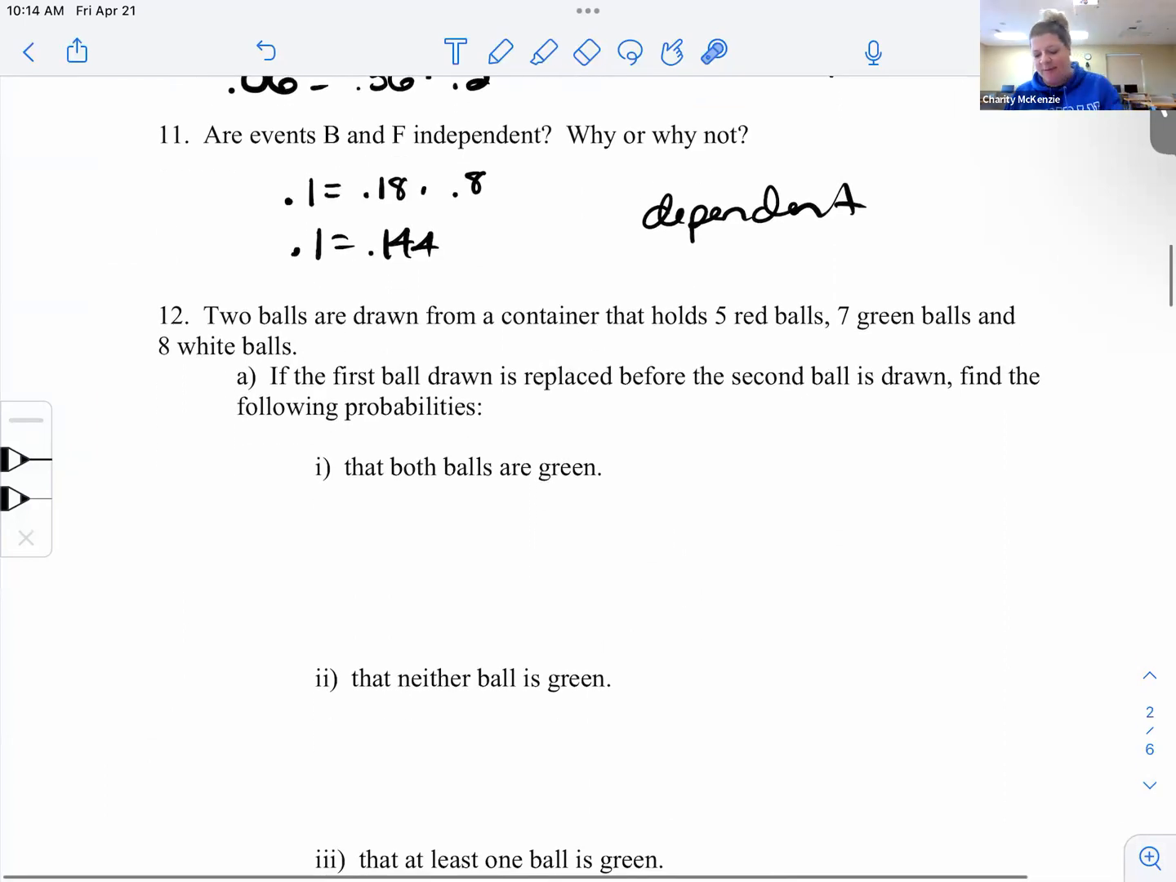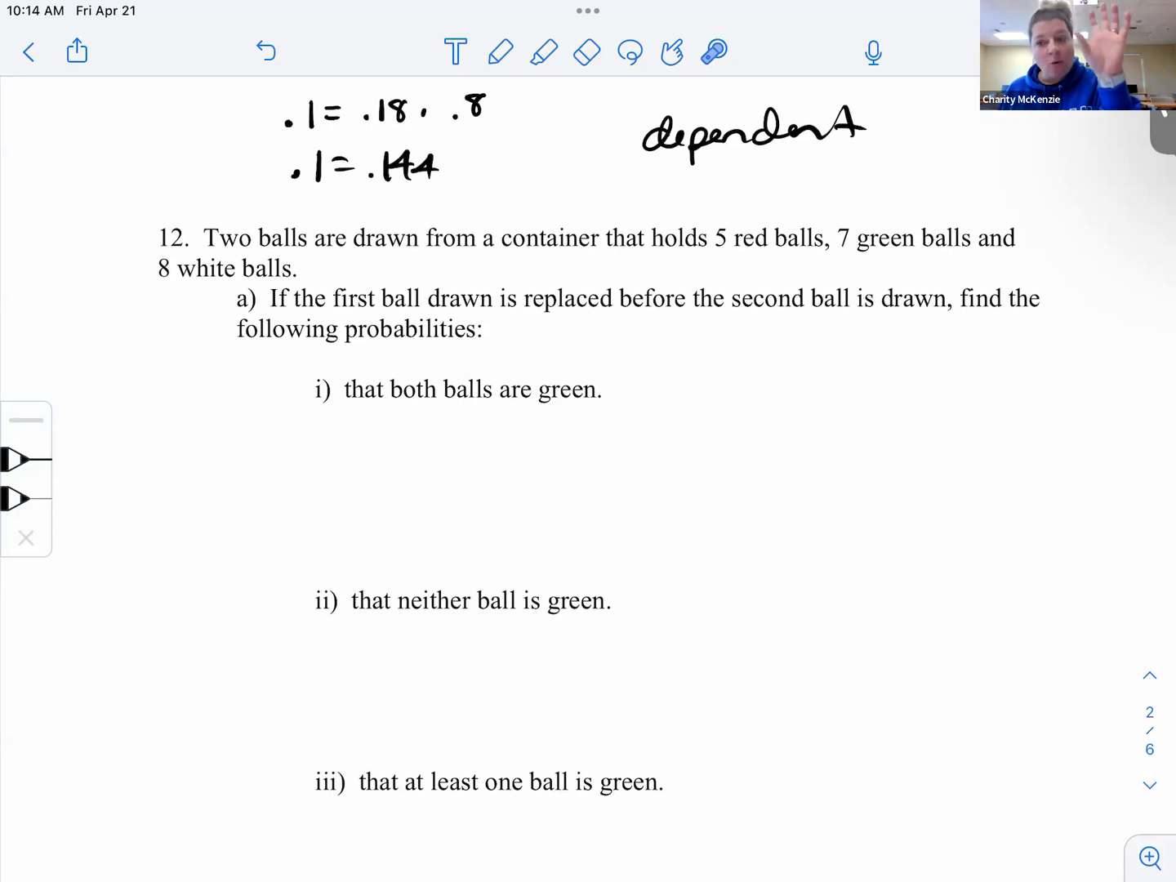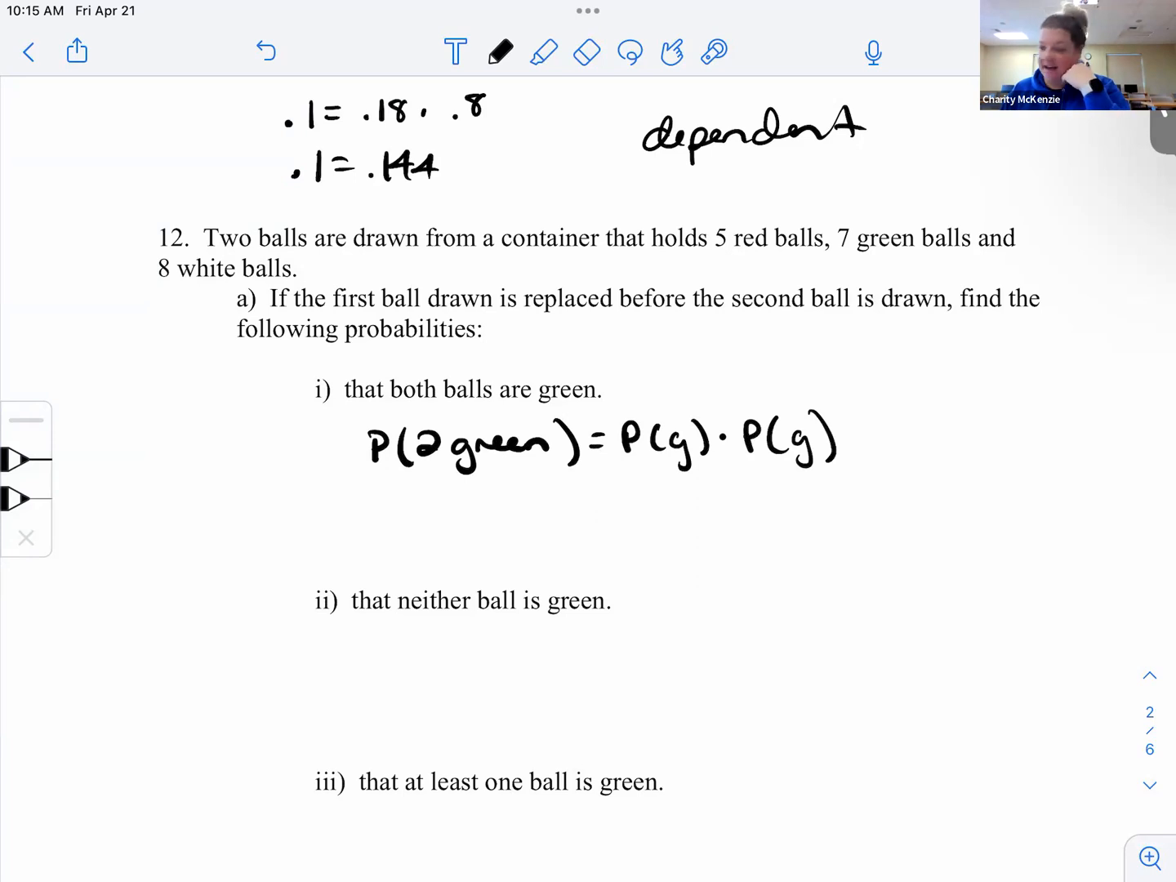So let's look at a different type of problem. 2 balls are drawn from a container that holds 5 red balls, 7 green, and 8 white. If the first ball drawn is replaced before the second ball is drawn, find the following. The probability of 2 greens: you can do the probability of a green times the probability of a green. We can use that idea of multiplying.